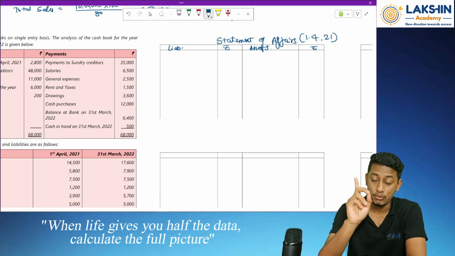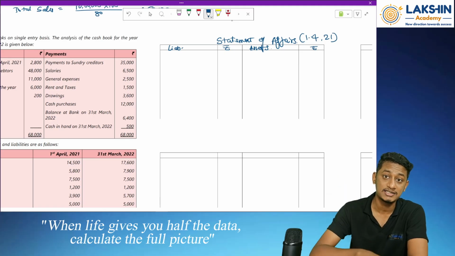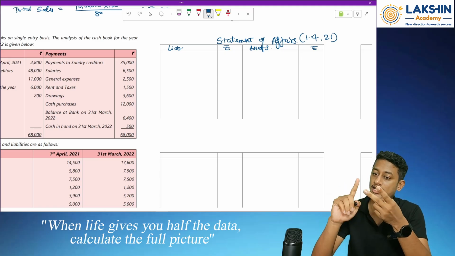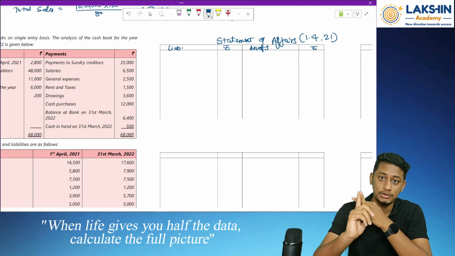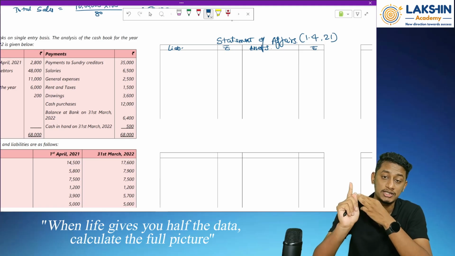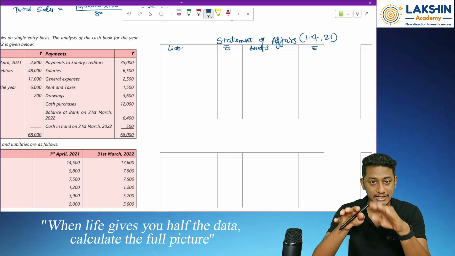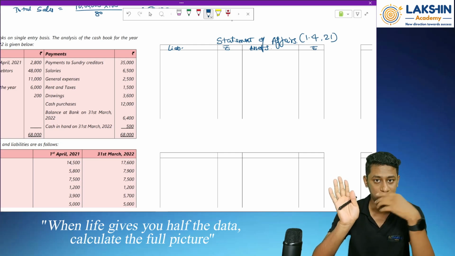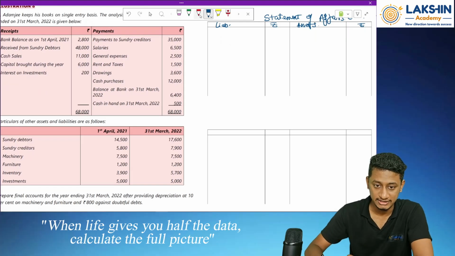The statement of affairs is prepared so that you find out the difference figure, or the balancing figure. But in our case, assets are given to us, liabilities are given to us. The only thing not given to us is my capital value. So that capital value will be found by using the statement of affairs. At the end of the day, the statement of affairs is exactly similar to the balance sheet. Remember this, fine?